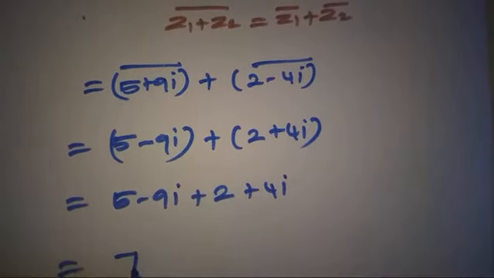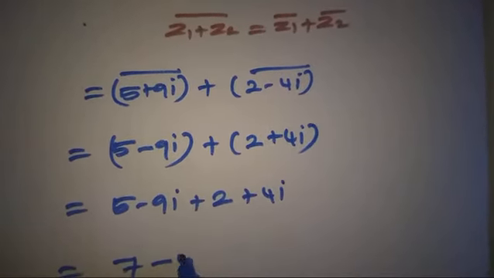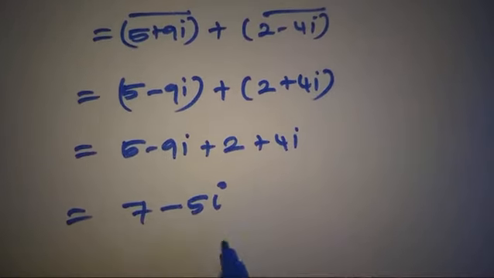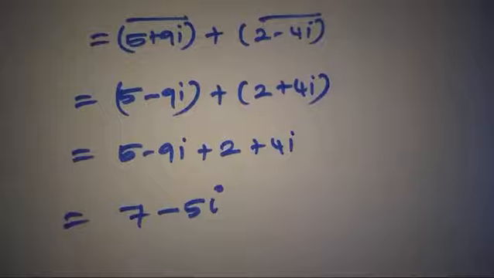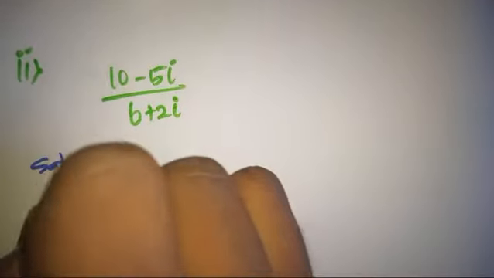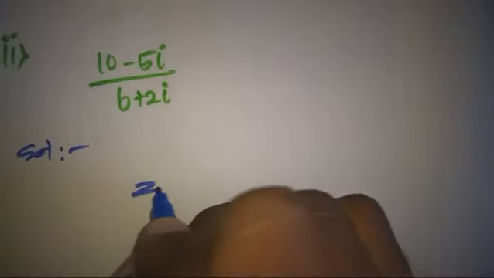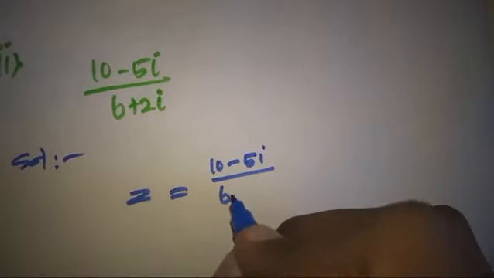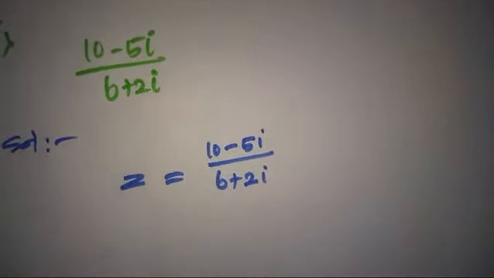5 plus 2 is 7, minus 5i. So this is the complex form, you mean rectangular form. First one is finished. This is the second part: 10 minus 5i divided by 6 plus 2i. Let's start the solution. Let z equal to 10 minus 5i by 6 plus 2i.